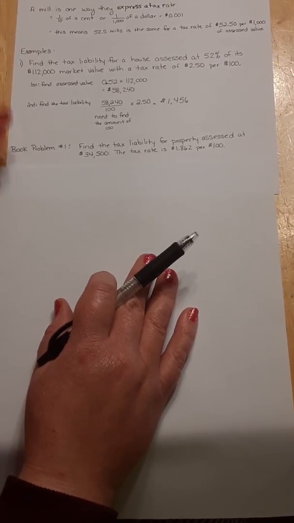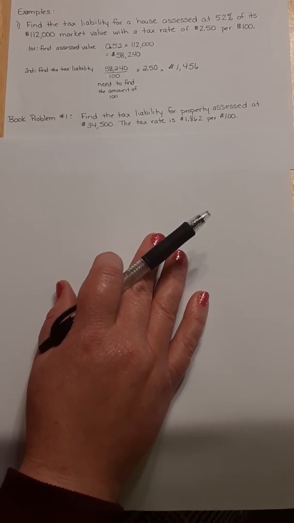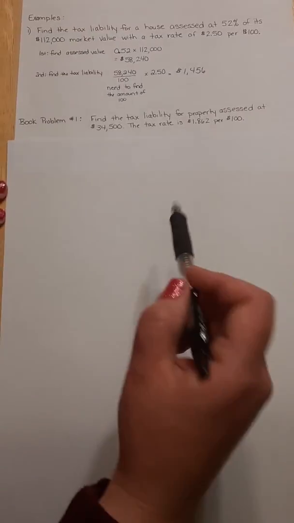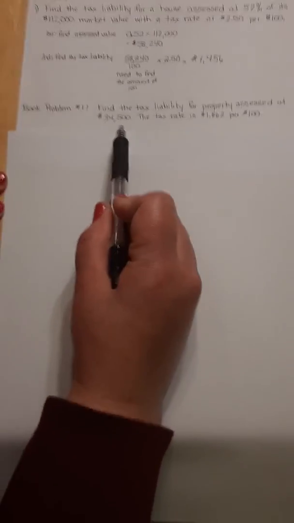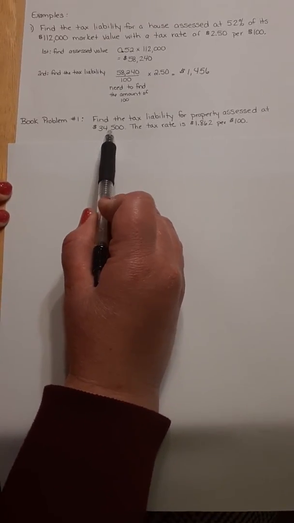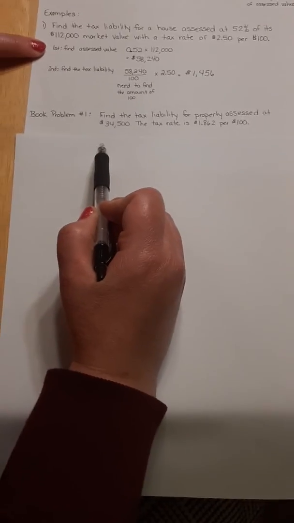But we can, and we'll see later, how we can switch from groupings of 100 back to mills. But for right now, let's get back to our grouping of 100. So what it says is find the liability for property assessed at $34,000. This is not our market value. This is the liability.